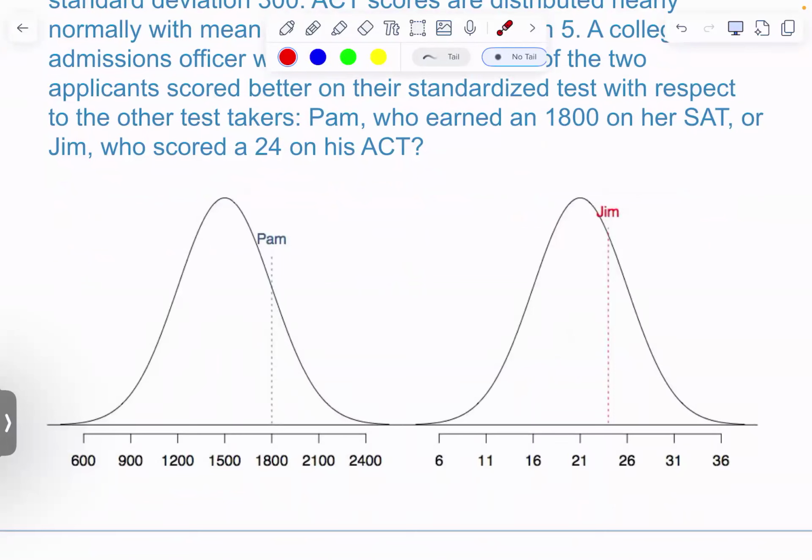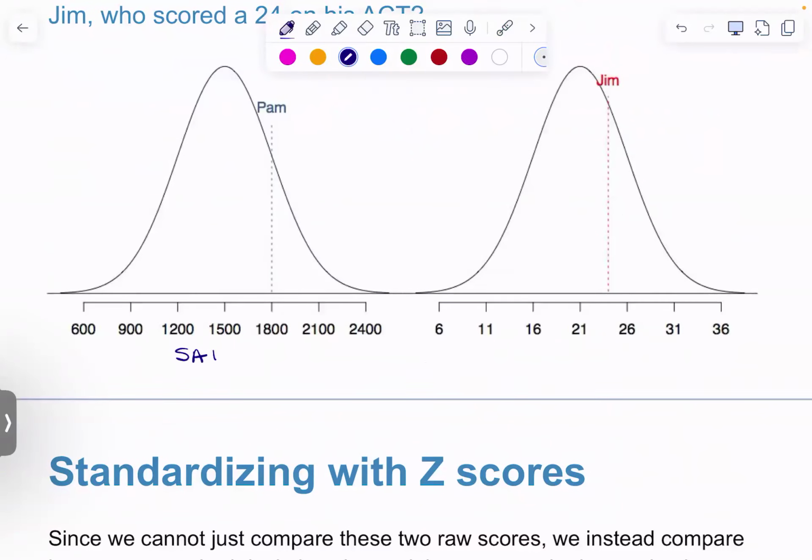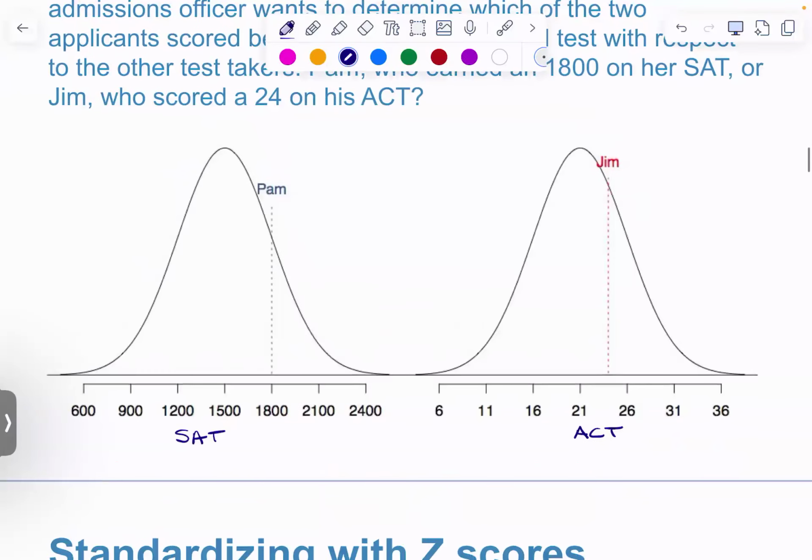Here we have our SAT scores. I'm just going to label that down here. Pam wrote the SAT and Jim wrote the ACT. It doesn't matter, you can use them both. I wonder if people write both. Does anyone know? I don't know.